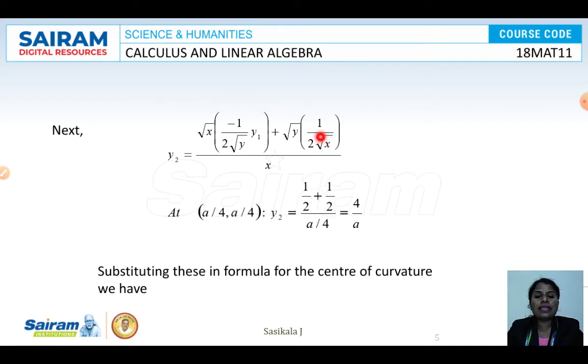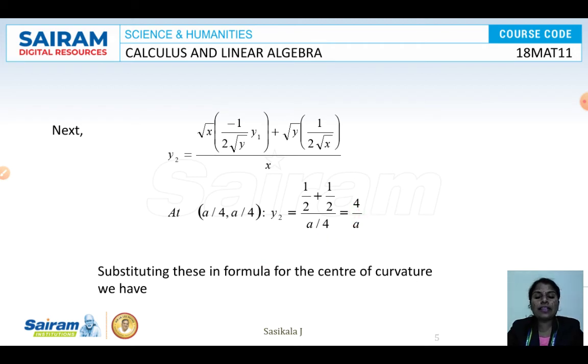So it is nothing but minus into minus will go for plus, 1 by 2 plus 1 by 2. The remaining will get cancelled. Root y will get cancelled, here root x will get cancelled, root y will get cancelled because of the same value. Minus 1 into y1 will be a minus 1. You will get plus 1, right? Plus 1 by 2 plus 1 by 2 by a by 4. So it is nothing but 4 by a. 1 by 2 plus 1 by 2 is 1. So by a by 4, 4 will go to the numerator. I'll get 4 by a.